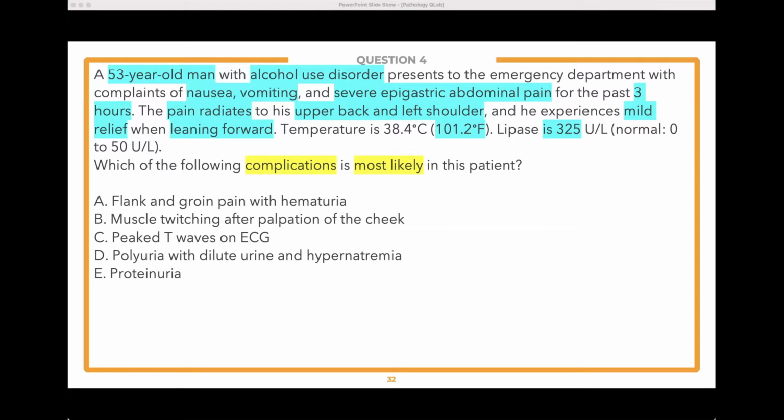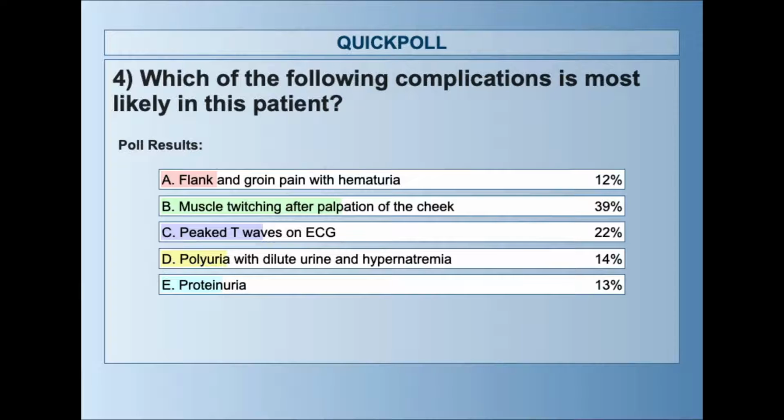Okay, the poll's been closed, and let's share the results. So early on in the voting, almost half of you were leaning towards option B, muscle twitching after palpation of the cheek, and then the numbers kind of creep down a little bit. It's still the overwhelming favorite, but a little over a fifth of you thought that it's peaked T waves on ECG.